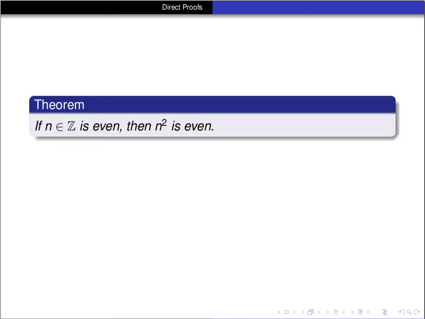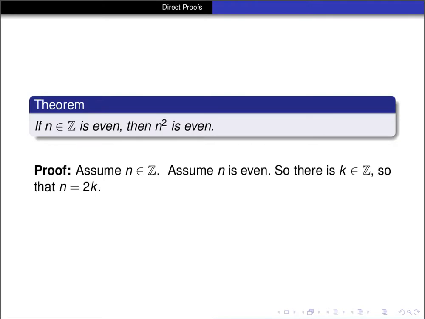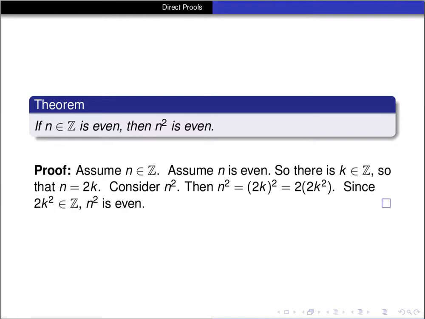Let's see some examples. So first, consider the theorem: if n is an even integer, then n squared is even. Let's assume the hypothesis. Let's assume that n is an integer and that n is even. Since n is even, there exists an integer k so that n is equal to 2 times k. Consider n squared. n squared is equal to the quantity 2k squared, which is 4 times k squared, so we can write that as 2 times 2k squared. Now to show n squared is even, we need to show that it's 2 times an integer. Since 2k squared is an integer, it follows that n squared is even. So that was a nice simple one-paragraph direct proof.